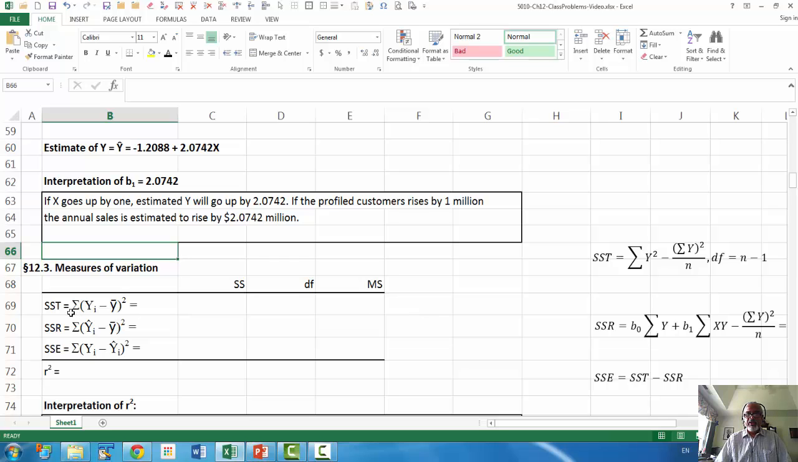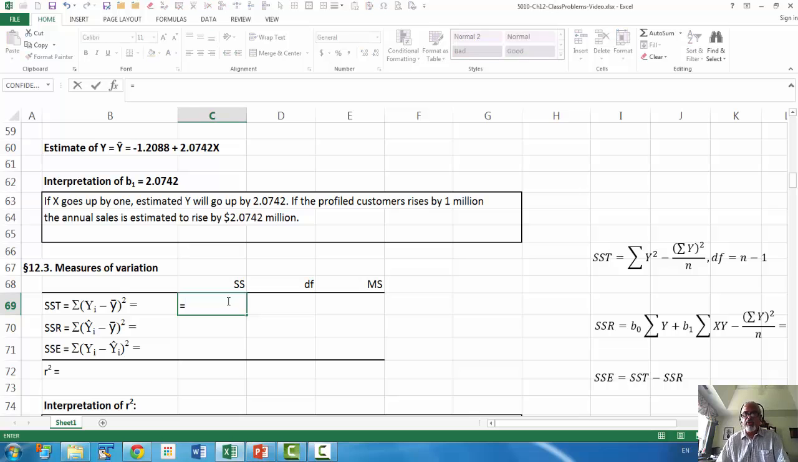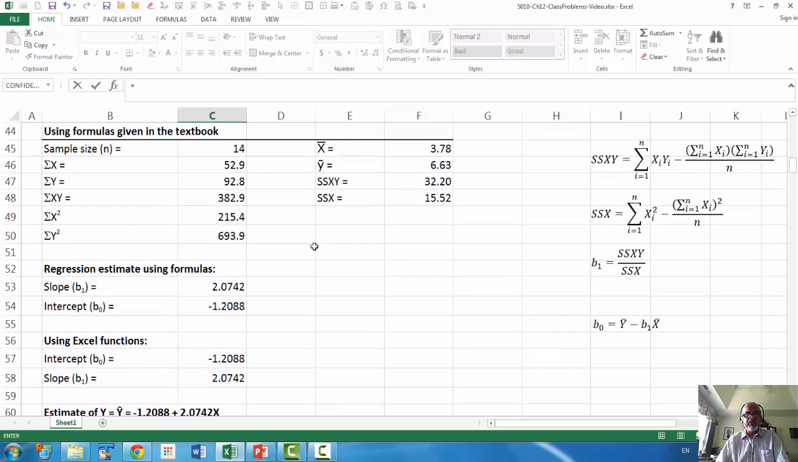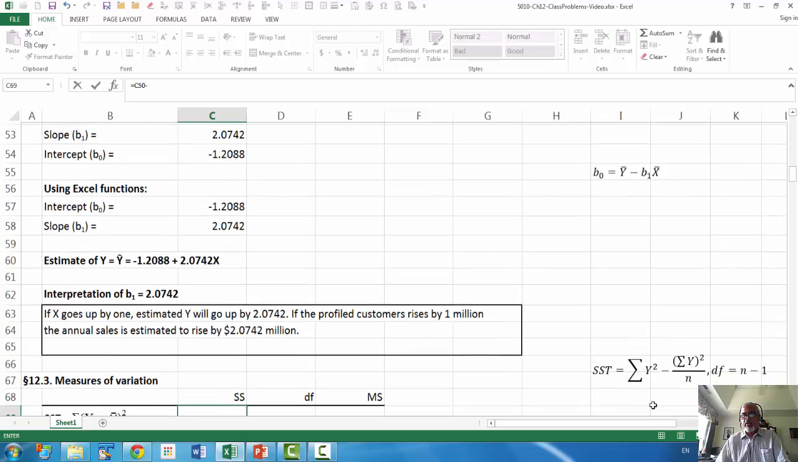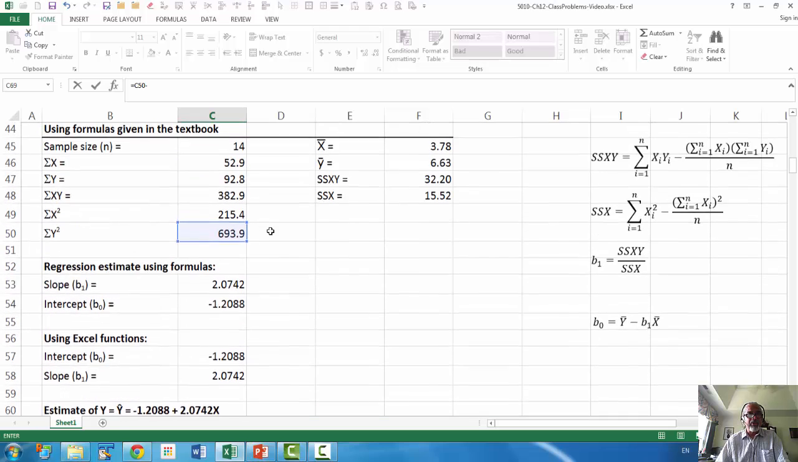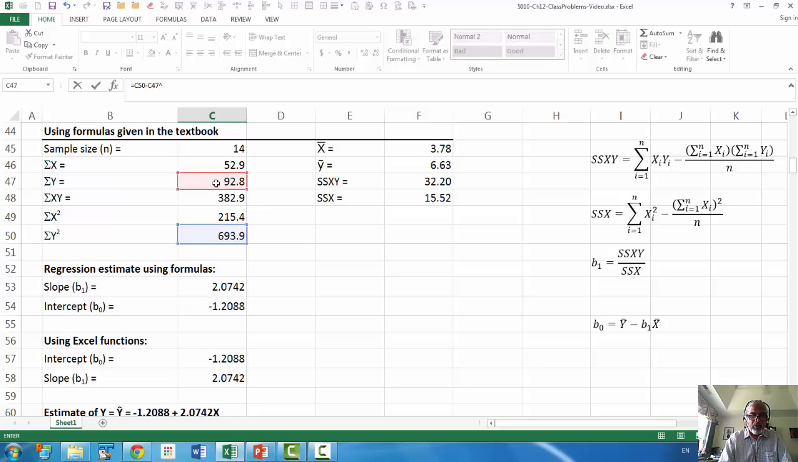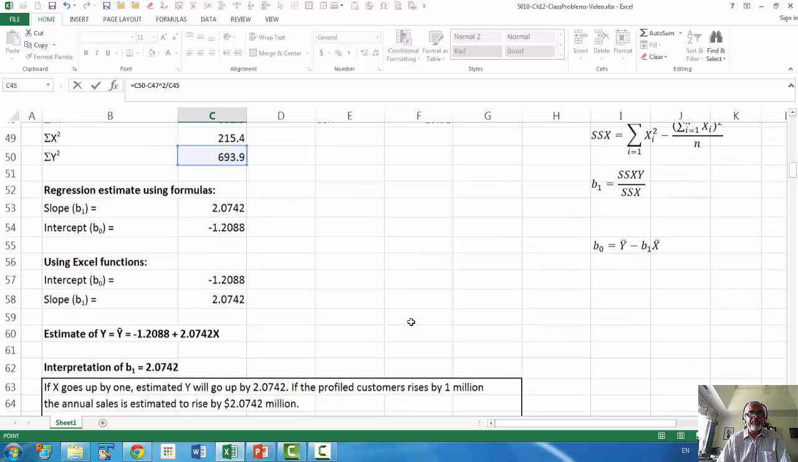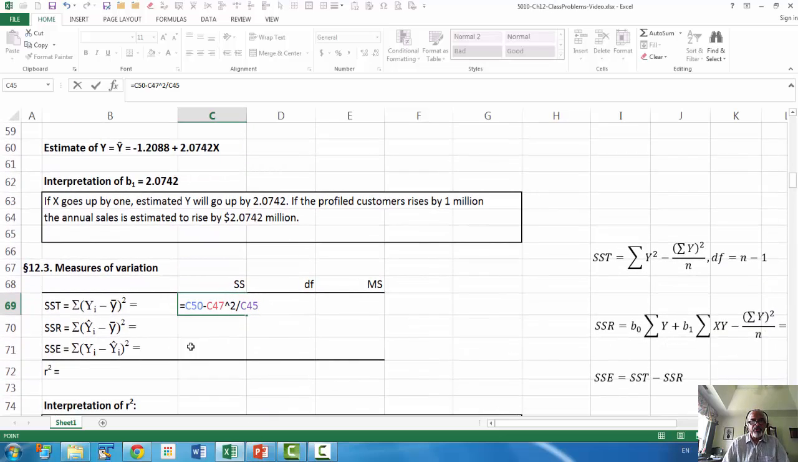Okay, so SST is y minus y bar squared, summed, of course. Now there is an easier formula, called the computational formula, which is given by this. You take the sum of y squared, which is right here, minus the sum of y squared over n. So you have the sum of y here, square that and divide by sample size n. So this is that formula. That gives us SST.